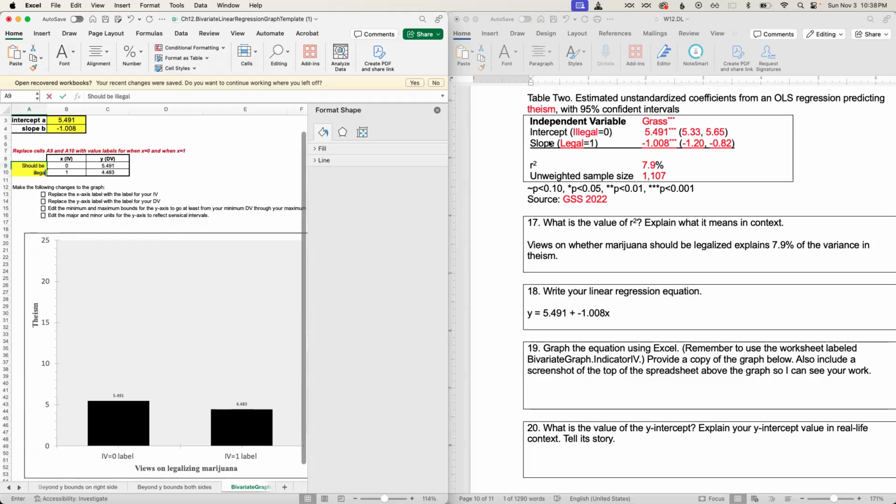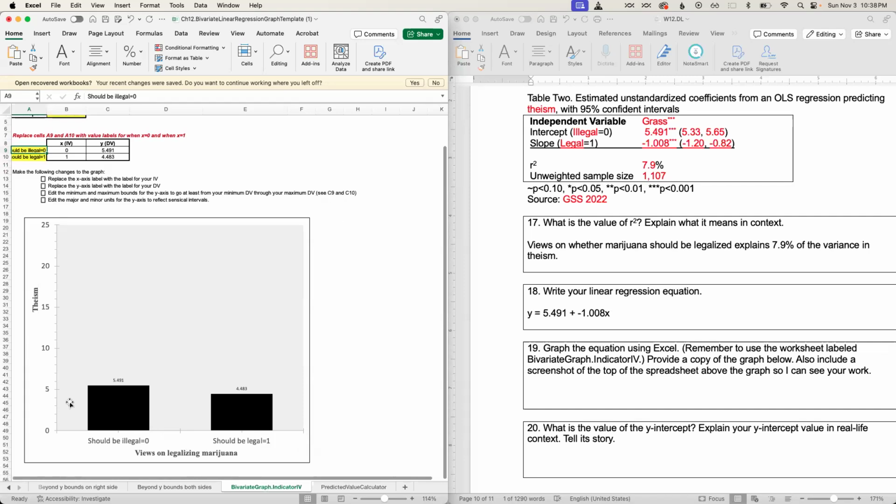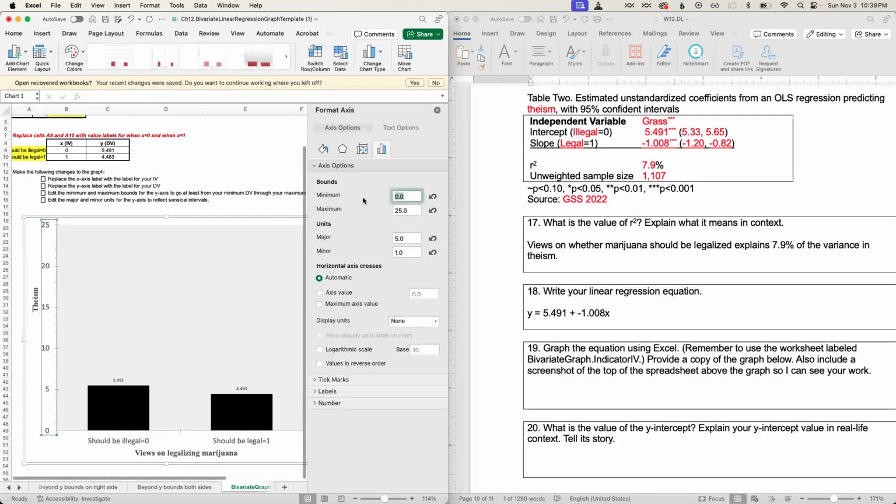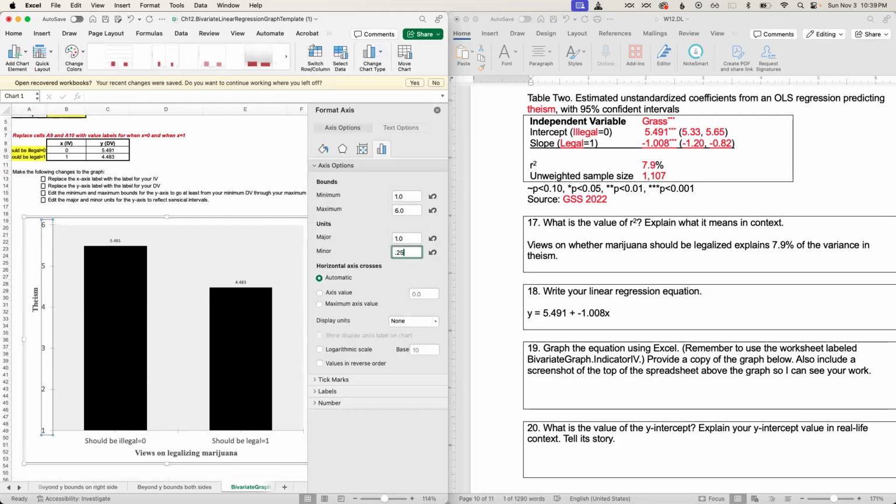But equals 0. So just we know that that's where it came from. Should be legal equals 1. Okay. Or if I have this as views on legalizing marijuana instead of grass, I could even just say no and yes. And then I don't need to change my x-axis because it's either 0 or 1. That's all. But I need to change this back to the 1 to 6.